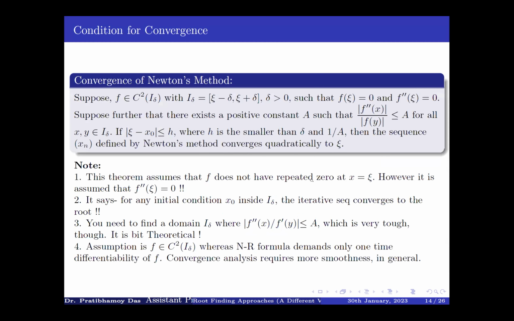Let me just go through this theorem again. This theorem gives a same order convergence. The observation is the formula takes only one derivative, x_{n+1} = x_n - f(x_n)/f'(x_n). But the convergence result requires f to be two times differentiable, f is in C2. So when you are going for theory, you need more smoothness, more differentiability than what you have in the formula.